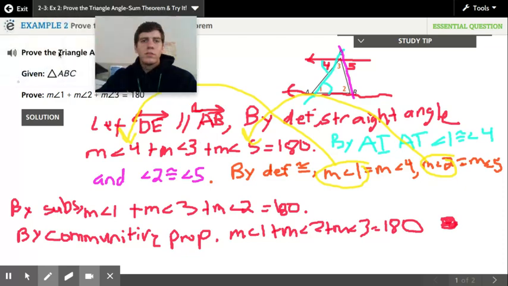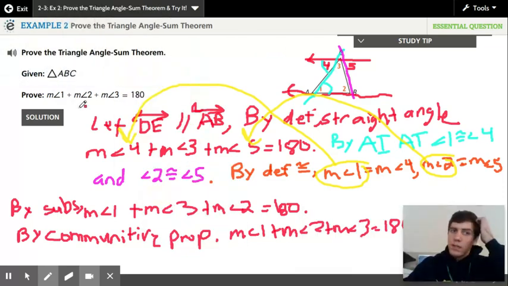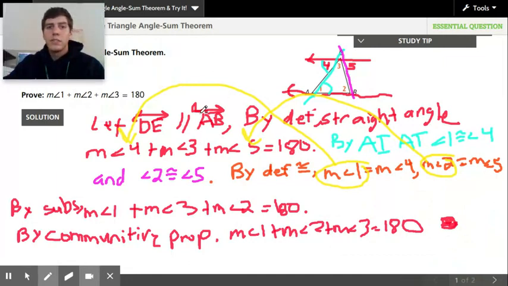We started with triangle ABC and proved that the measures of the three angles of the triangle add up to 180. The first thing we did is construct a parallel line. We noticed these three angles added up to 180. And since we had alternate interior angles, 1 was equal to 4 and 2 was equal to 5, so the measures of the angles were equal. And so the measures of angles 1, 2, and 3 add up to 180.